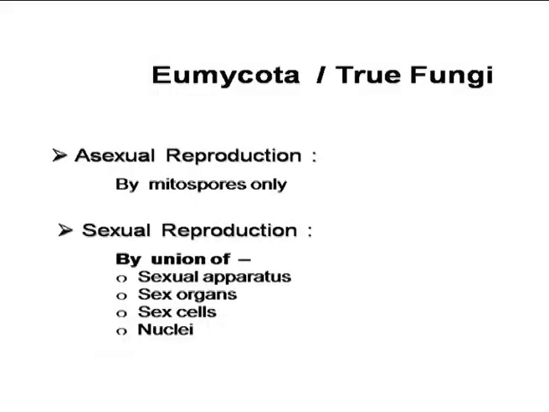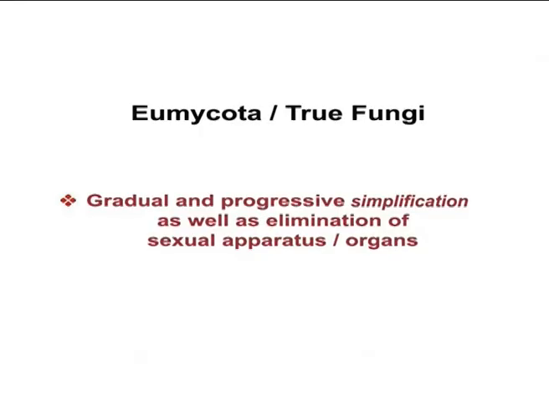Asexual reproduction in Eumycota takes place by means of mitospores, but sexual spores are produced after fusion between either sexual apparatus, sex organs, sex cells, or even nuclei. But the most characteristic and important feature of this Eumycota is the gradual and progressive simplification as well as elimination of sexual apparatus or sex organs.